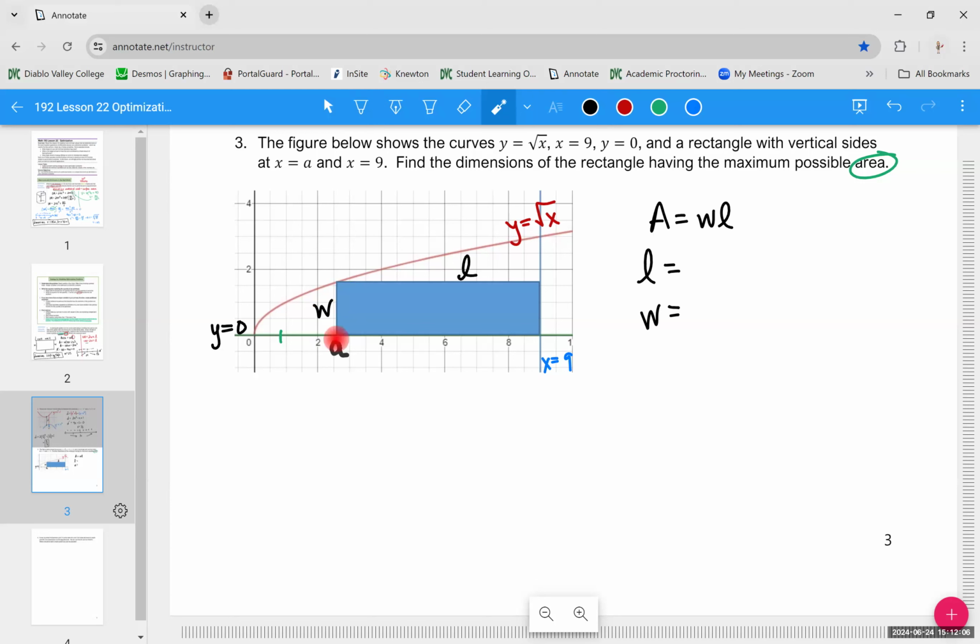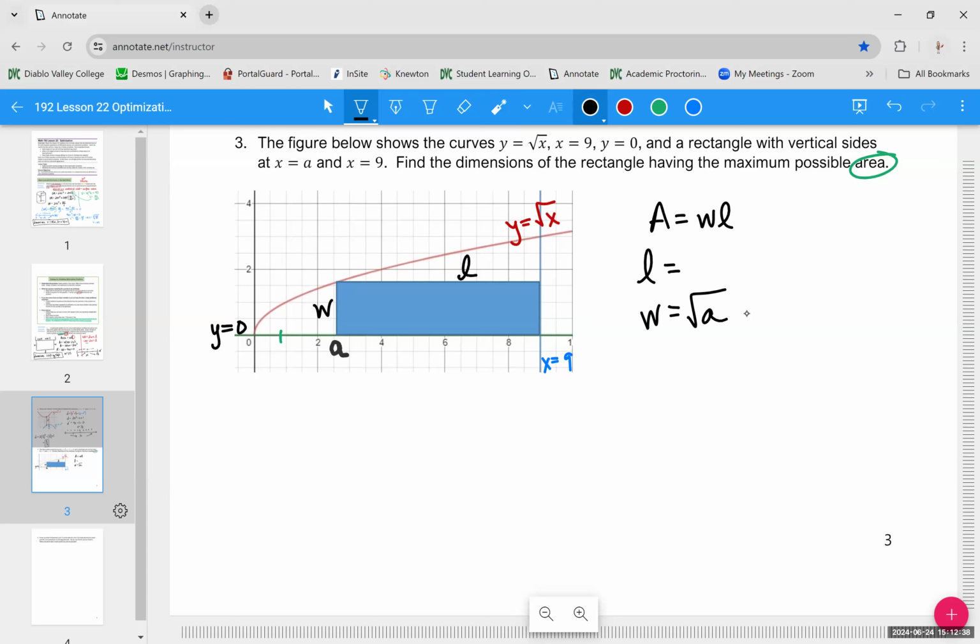So let's start with the W. This vertical distance, how is that related to a? If my x is a, the W is equal to the y, right? The y value at that same x point. And since this curve is the square root of x, then the W will be equal to the square root of a. It's just the y value on the curve, the square root of x, when x is a.